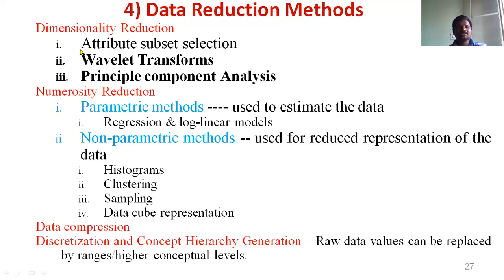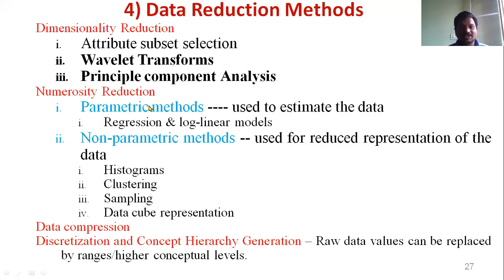Data reduction methods: first, dimensionality reduction. Dimensionality here is a perspective or entity, or simply an attribute. How can you reduce the dimensionality? In dimensionality reduction, there are different approaches: attribute subset selection, wavelet transformation, and principal component analysis is one of the methods.